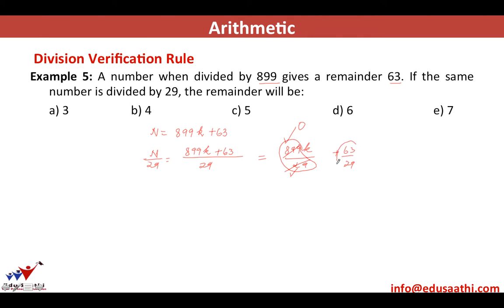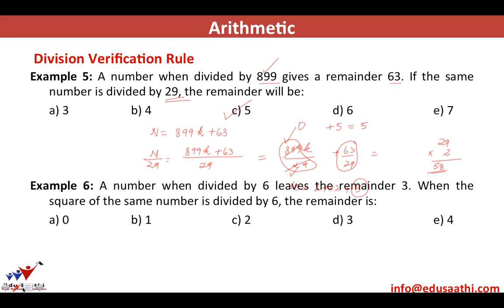What I am left with is 63 divided by 29. So if I just divide 63 by 29, I can see that the second multiple of 29 comes out to be 58. So 63 can be written as 29 into 2 plus 5. So I am getting a remainder of 5, because 899 is anyways a multiple of 29 and that would not give me any remainder. So I'll write 0 plus 5. So the final remainder is 5.